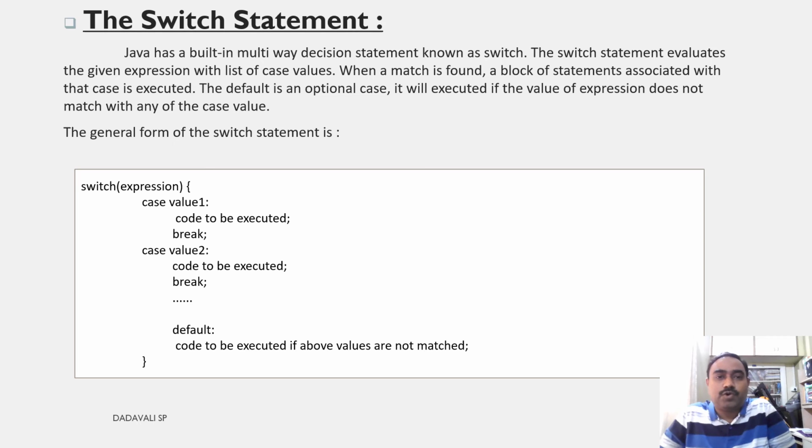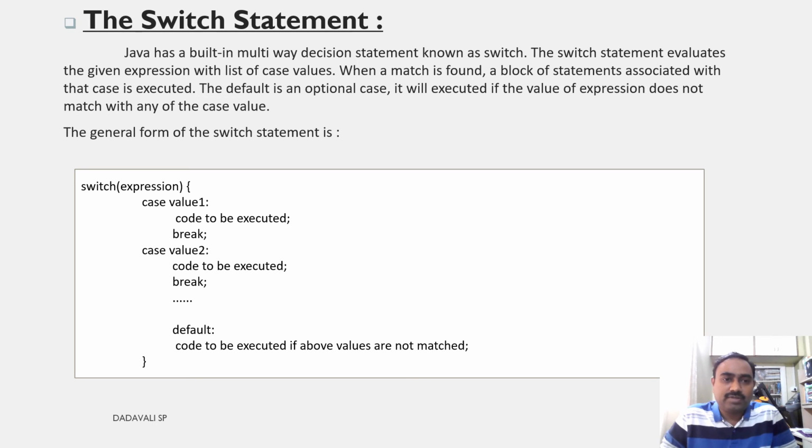Very important, the switch statement. Switch statements are also called multi-way decision making statements. It's a multi-branching statement. The switch statement evaluates the given expression against a list of case values. When a match is found, the block of statements associated with the case is executed. The default is an optional case. It will be executed if the value of the expression does not match any of the case values.